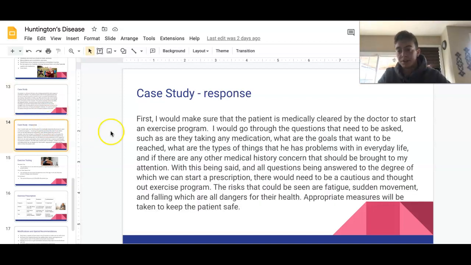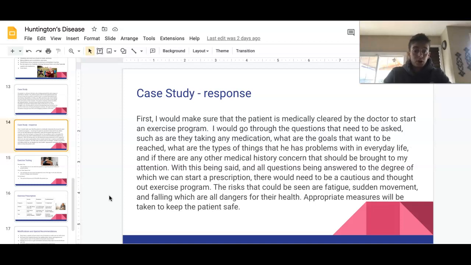So the response to the case study. First, I would like to make sure that the patient is medically cleared by the doctor to start the exercise program. I will go through a series of questions that need to be asked, such as, are they taking any medication? What are the types of goals they want to be reached? What are the things that he has problems with in his everyday life? And if there's any other medical history concern that needs to be brought to my attention.